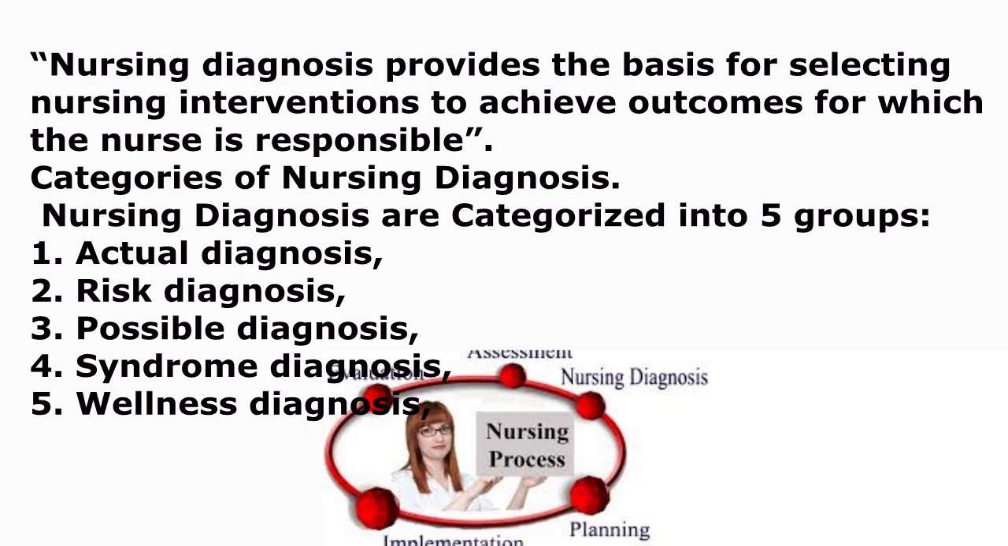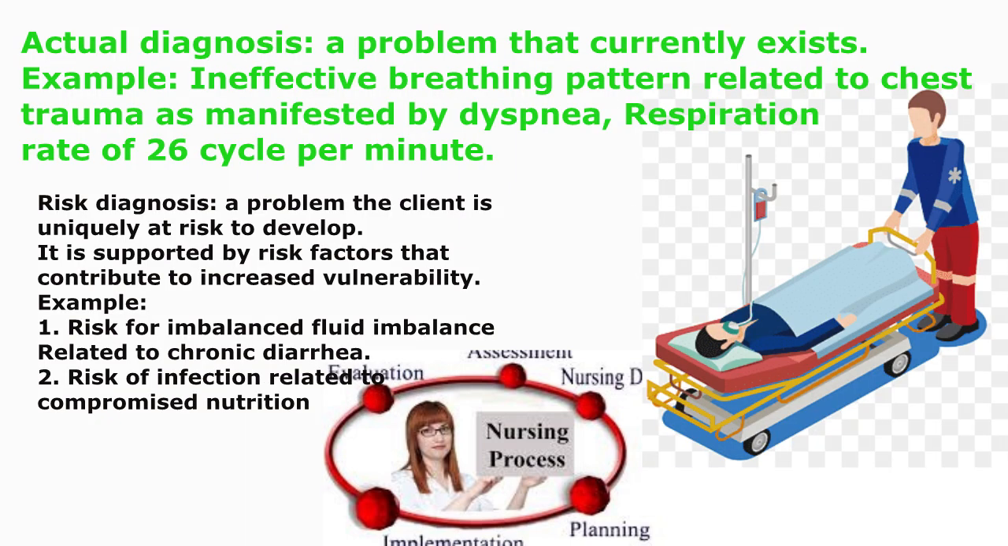Categories of nursing diagnosis. Nursing diagnoses are categorized into 5 groups: 1. Actual diagnosis, 2. Risk diagnosis, 3. Possible diagnosis, 4. Syndrome diagnosis, 5. Wellness diagnosis. Actual diagnosis, a problem that currently exists. Example, ineffective breathing pattern related to chest trauma as manifested by dyspnea, respiration rate of 26 cycles per minute.